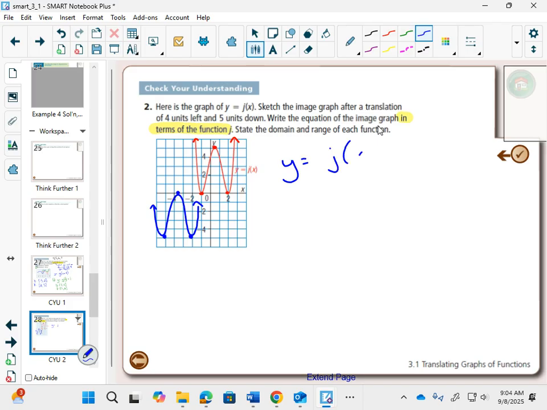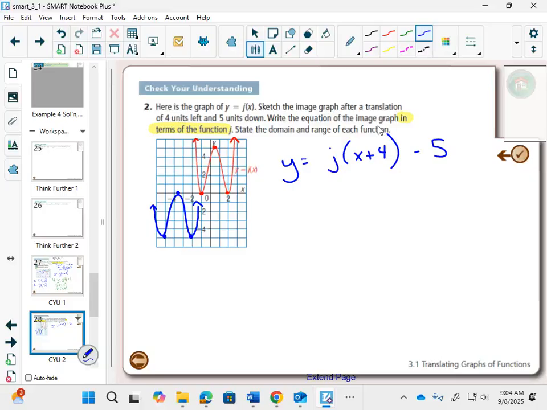Now, we move to the left. X's are liars. That will show up as an x plus 4 inside the function. Then we move 5 down. That will show up as a minus 5 outside of the function. So there is the equation in terms of the function j.